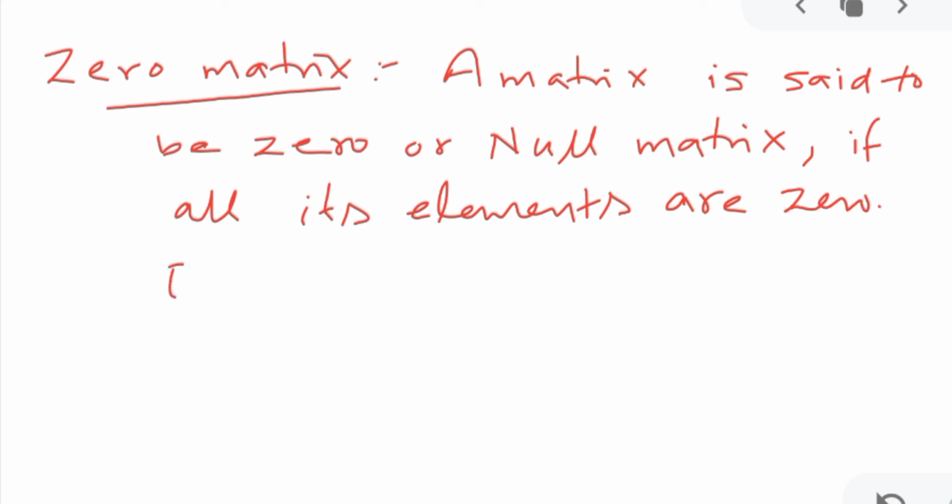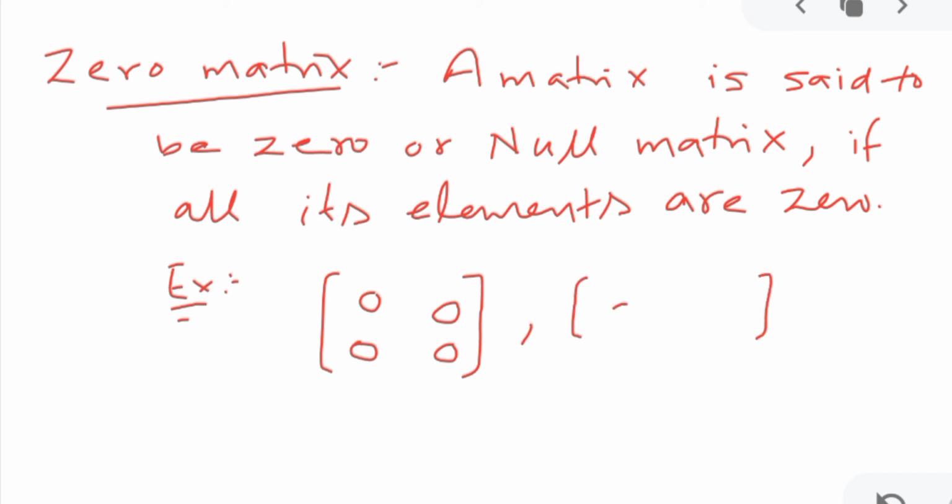Like if we give a small example, for a 2 cross 2 matrix, all the elements of the 2 cross 2 matrix are 0. So it is an example of a zero matrix. Or we can give an example of a row matrix, correct? Only one row but all elements are 0. This is also called a zero matrix. So I hope this definition is clear.